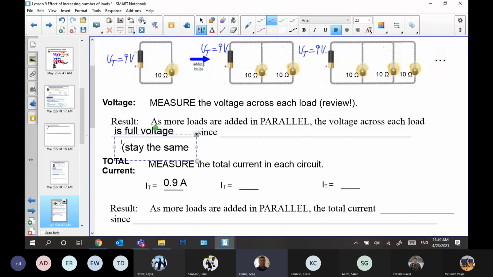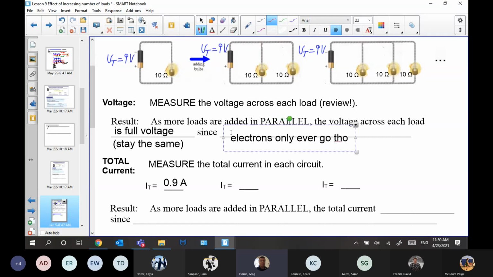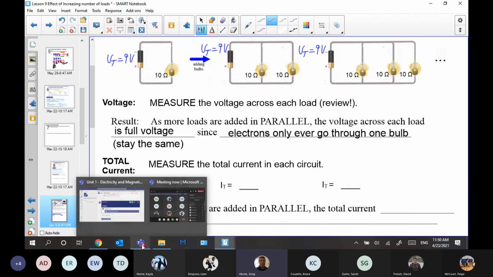Thank you very much for that. And then why is that true? Because the electron only goes through one bulb. Exactly. Electrons only ever go through one bulb. Good job. So if we look at the path they're going through, in this one they go through this bulb, or they go through this bulb. They don't go through both. And same thing in the third one. Go through one or the other. Never both. Never more than one. So that's good.